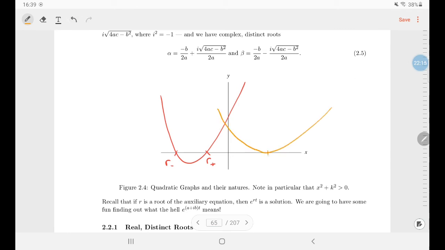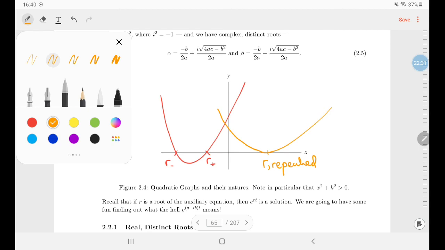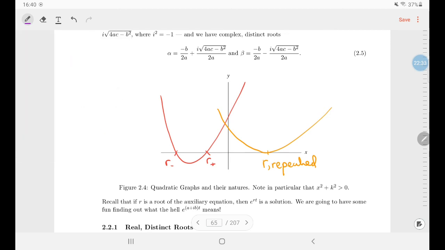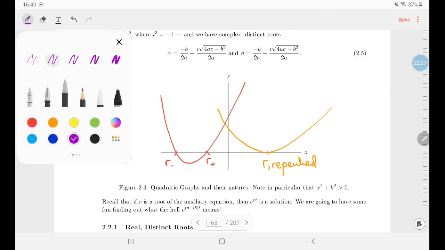So this is the repeated one. The red one is distinct. That's one particular behavior. The orange is you get the same root twice. That's a problem. And then we're going to have some trouble with the complex one, where it's equal to 0. So maybe we'll just peel back a second.